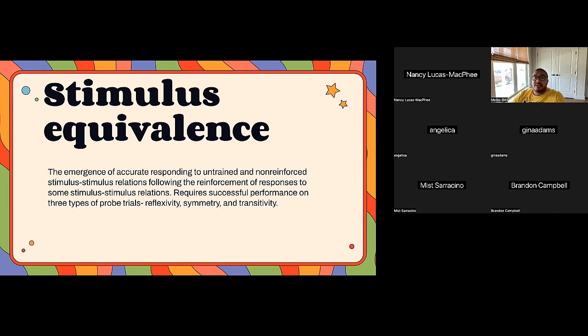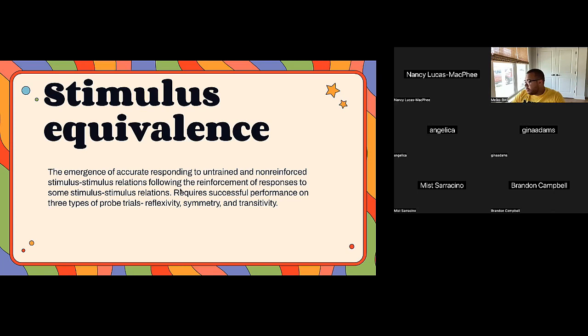Next, and this is probably most important, is how I want you to discriminate it from transitivity. The definition of stimulus equivalence says it requires successful performance on 3 types of probe trials. Those 3 types of probe trials are reflexivity, symmetry, and transitivity. So we need A to A. We need A to B taught, the reverse derived. We need A to C, or C to A, either one. We have to have those in order for stimulus equivalence to be met. If we don't have one of them, then we don't have stimulus equivalence.